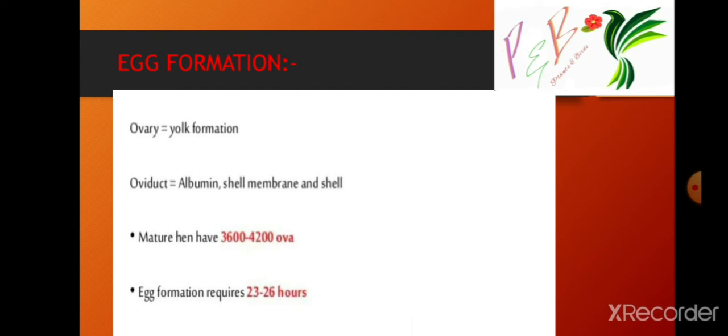In the next upcoming videos we will discuss each and every part in a detailed way, and how the egg travels through all of this. Firstly, the ovary is where the yolk will be formed, and when the follicle ruptures, the yolk is released. As I told, ovulation occurs in the morning time. The yolk will be released into the oviduct.